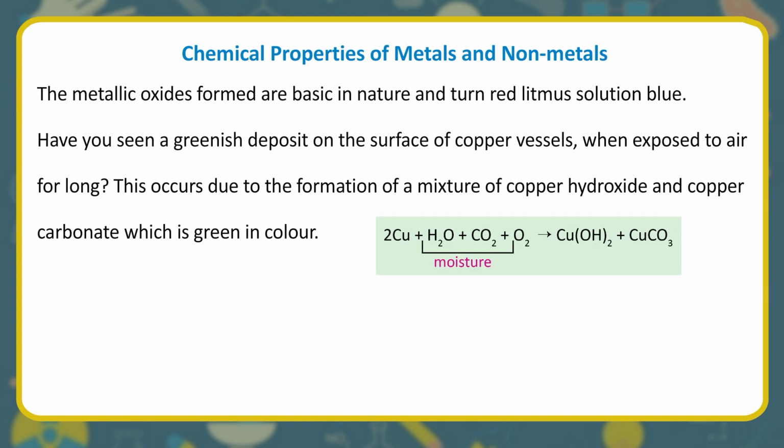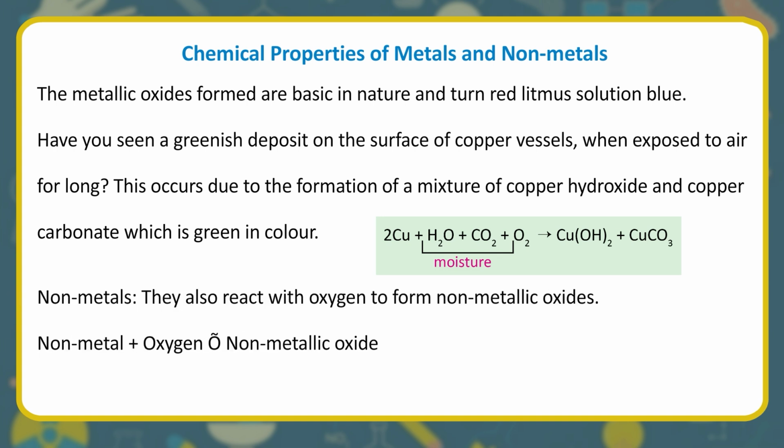The metallic oxides formed are basic in nature and turn red litmus solution blue. Have you seen a greenish deposit on the surface of copper vessels when exposed to air for long? This occurs due to the formation of a mixture of copper hydroxide and copper carbonate, which is green in color. 2Cu + H2O + CO2 + O2 → CuCO3 + Cu(OH)2.